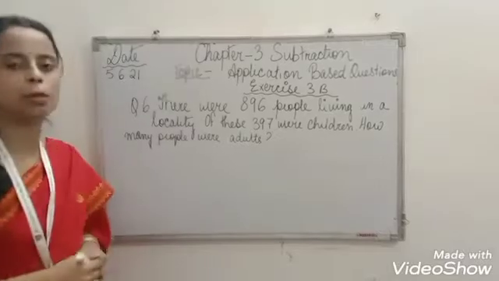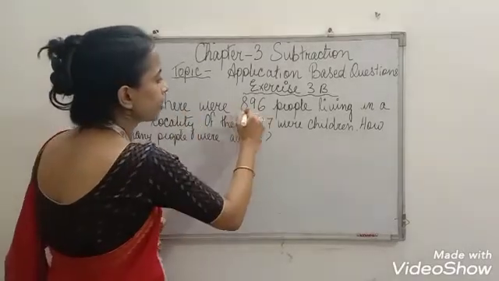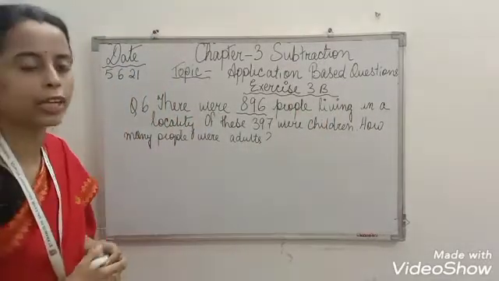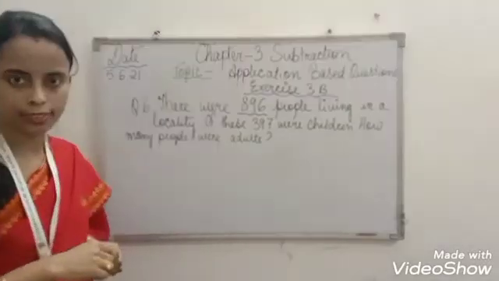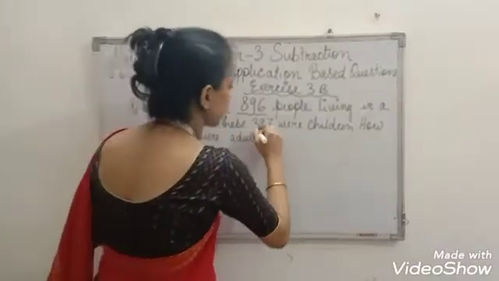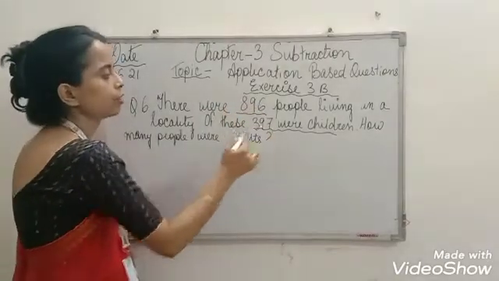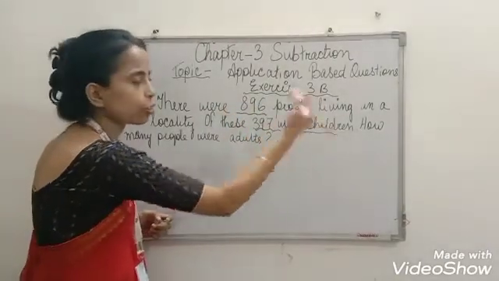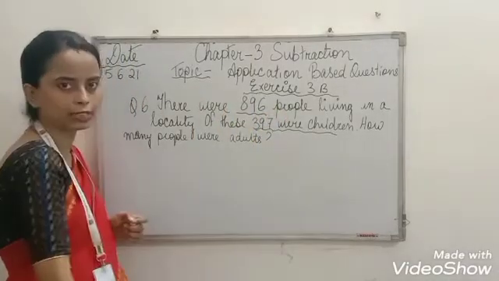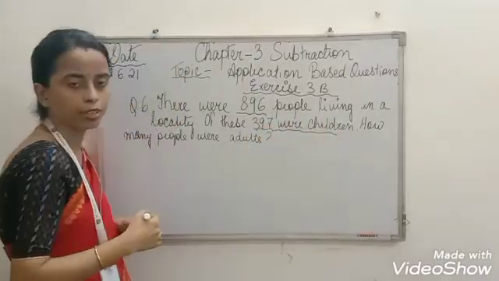So what is given in question number 6? There were 896 people living in a locality. How many people living in a locality? 896. Of these, 397 were children. Of this means, out of 896, 397 were what? Children. 896 is the total number of people living in a locality. Out of that, 397 were children.